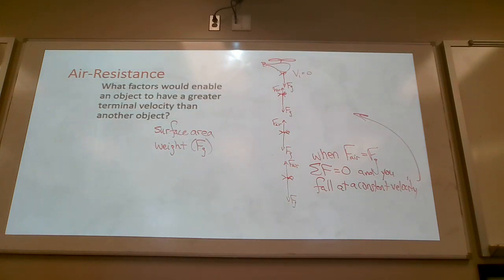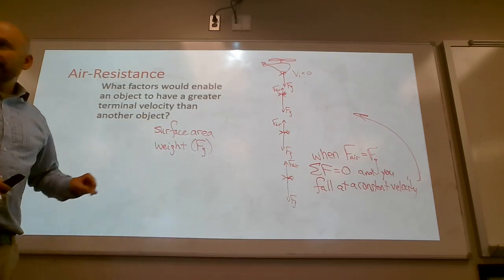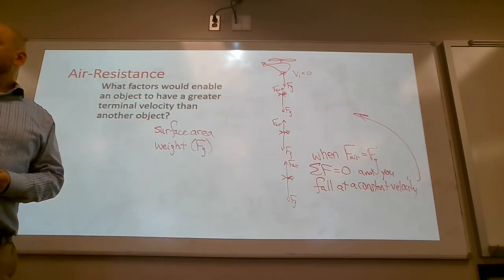The bowling ball weighs more, and so it can plow through the air molecules better than the basketball, so it's going to end up falling faster before it reaches terminal velocity. Okay with that? Okay, so I'm not going to give you any equations for those, but those are the factors. Good with that?